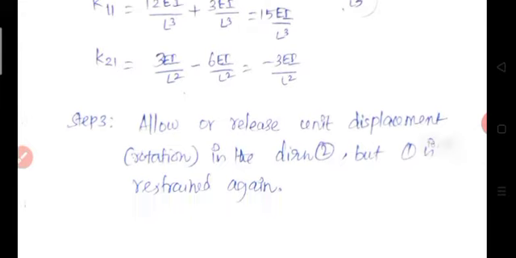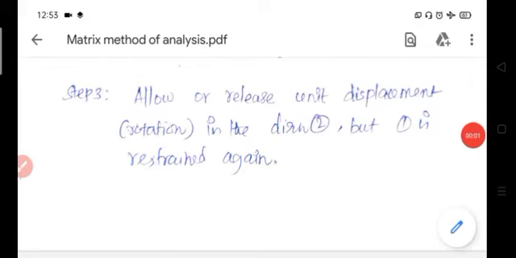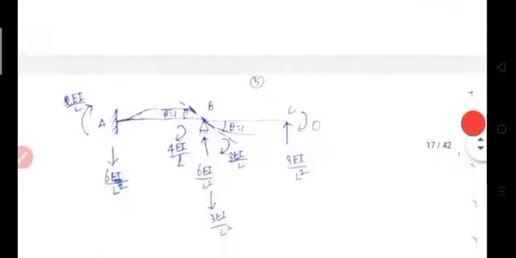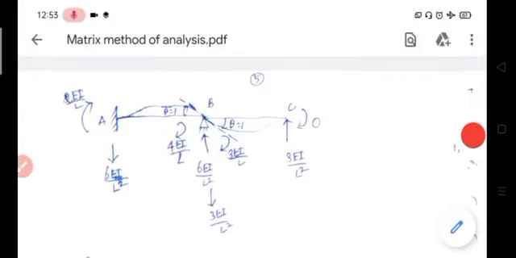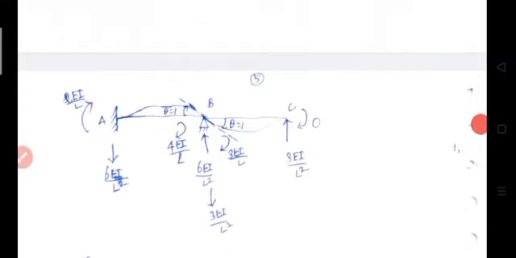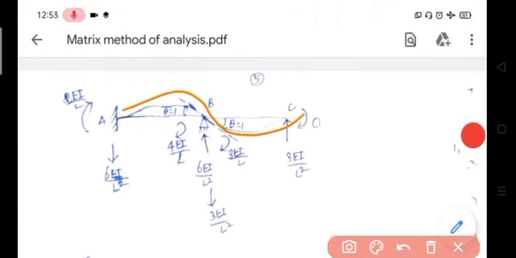Next, we are going to develop the second column of the stiffness matrix. For this, we allow unit displacement in direction 2 only, while direction 1 is restrained again. So, now I apply unit rotation. The second coordinate direction is the rotation direction, clockwise. Therefore, we allow a rotation at joint B in the clockwise direction, so the structure can be rotated like this.